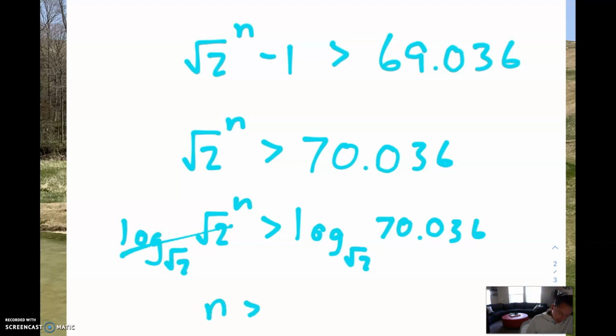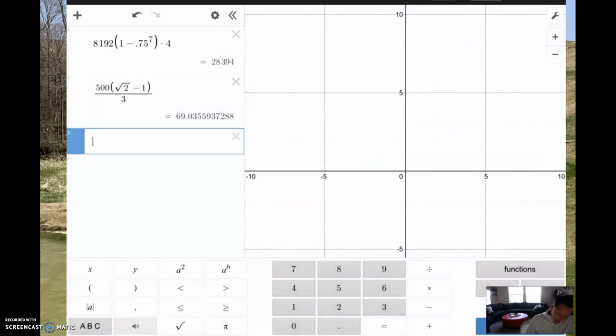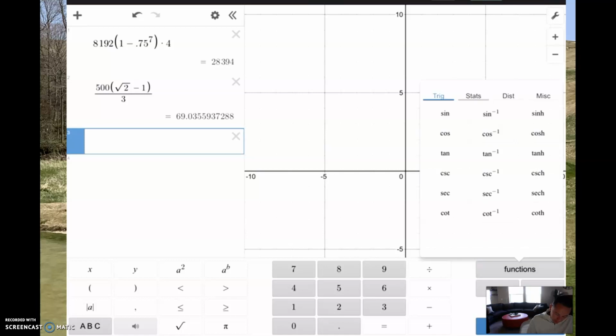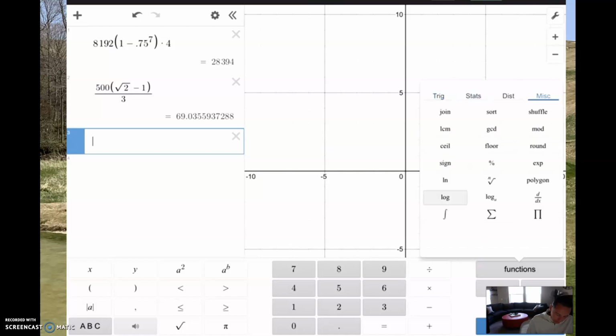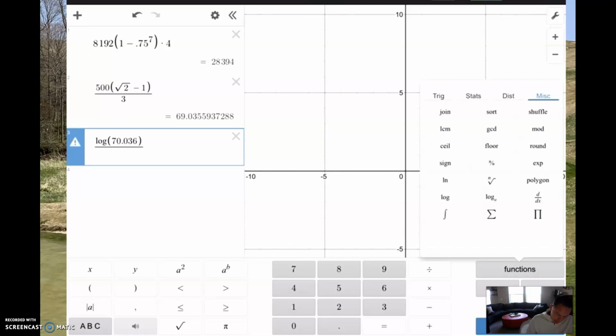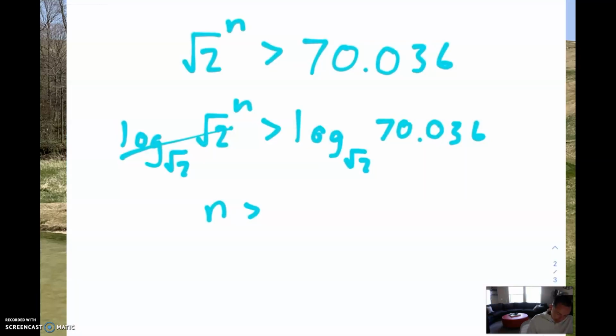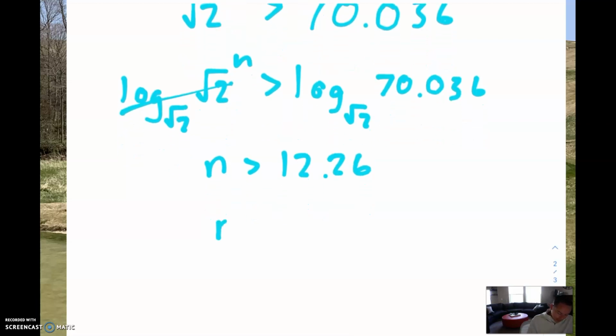And we get n is greater than, I'm going to type in functions. We have log of 70.036, and I'm going to divide it by log of the square root of 2. And we get 12.26. So n is greater than 12.26. If n has to be bigger than that, we're going to say n is 13.